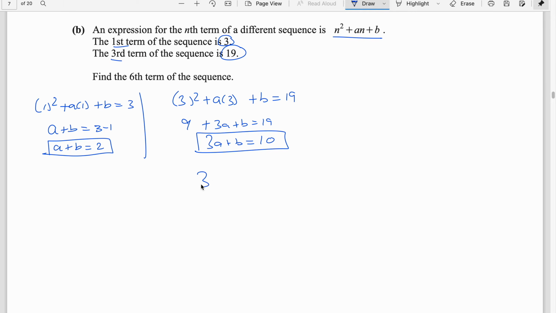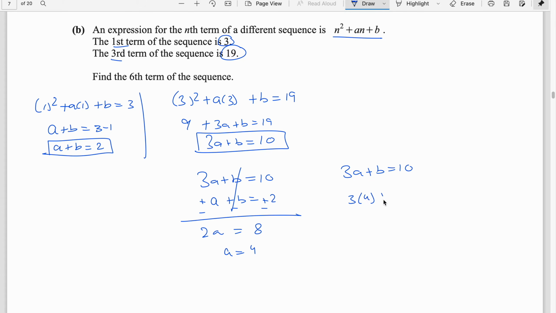So 3a plus b equals 10, and I'm subtracting this equation. When you subtract, you change the signs. We are left with 2a, eliminate b, that is 8. a equals 4. Once you have that, use any of these equations. 3a plus b equals 10. 3 into 4 plus b equals 10. b equals 10 minus 12, that is minus 2. So we have a, we have b.